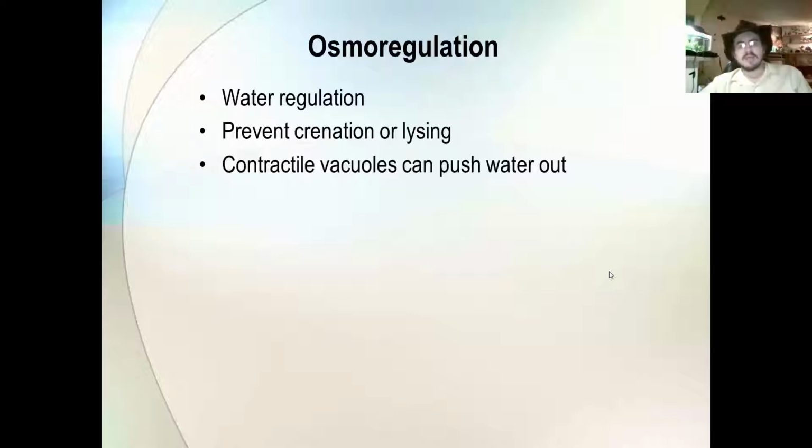Contractile vacuoles can push water out of a cell. So that's a contractile vacuole. If you recall, in chapter 4, we looked at a video of a contractile vacuole. You see that in a lot of protists, little single-celled organisms. When they enter into a freshwater concentration and they start to fill with water because it's hypotonic, their contractile vacuoles fill with water and then push the water out of the cell in order to keep the cell from swelling and lysing.